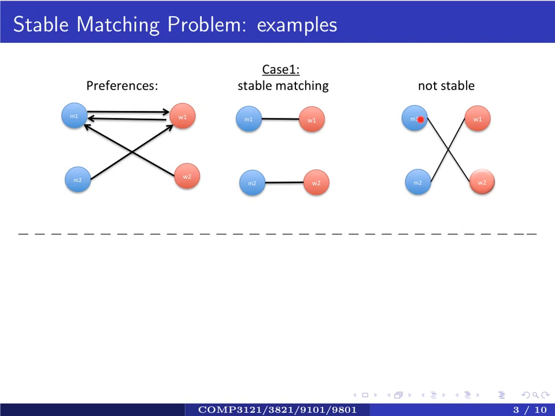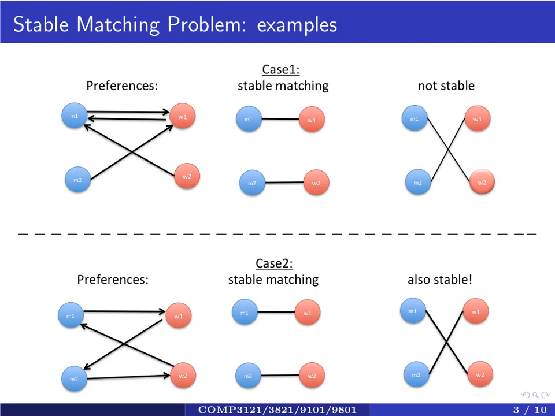On the other hand, on the right you can see an example of a matching that is not stable. Why? Because M1 is matched with W2, but M1 prefers W1 to W2, and W1 prefers M1 to the man that she is matched with here. So this is an example of a matching that is not stable.